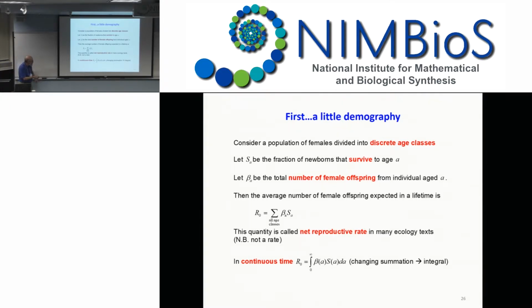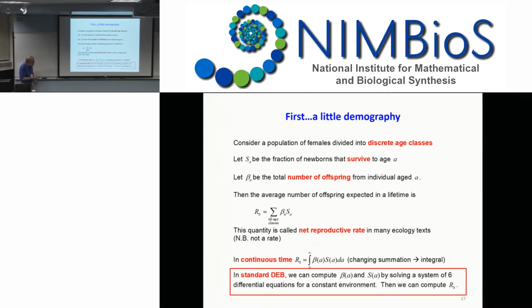And in continuous time, the analog of that sum is that. And the reason I'm mentioning all this is that using the standard DEB model for any given environment, we can actually solve and get the beta functions and the S functions, and we integrate it, which says that we straight away can get a measure of net reproductive rate from a standard DEB model, and we can then look at how it changes in response to contaminants.